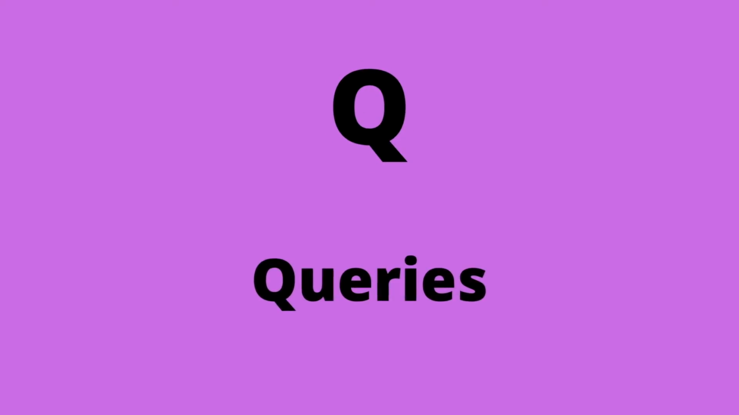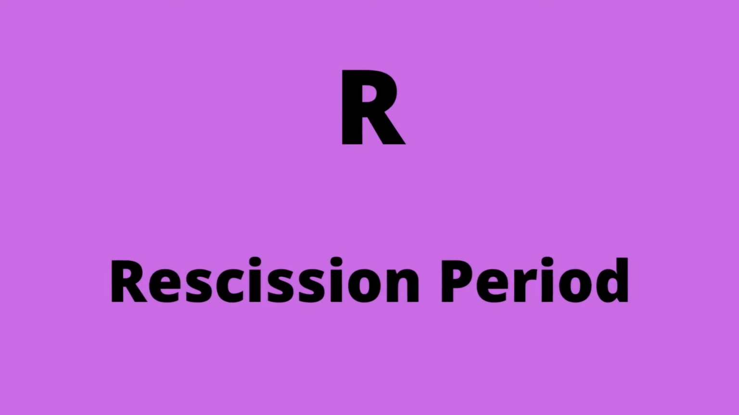Q is for queries. Queries are something that all buyers and sellers should make many of. You could also call them questions. R is for rescission period, sometimes known as a cooling off period. Rescission is the process of unmaking or canceling a contract, designed to protect consumers and give them a little extra time to mull over a big commitment.